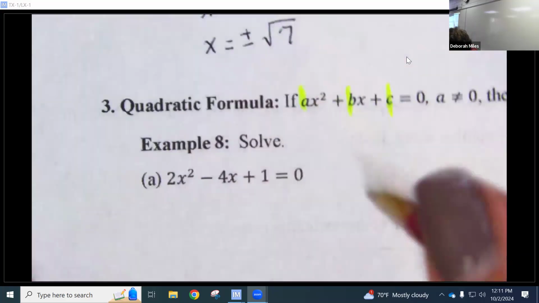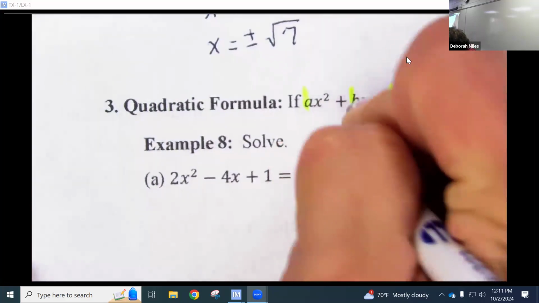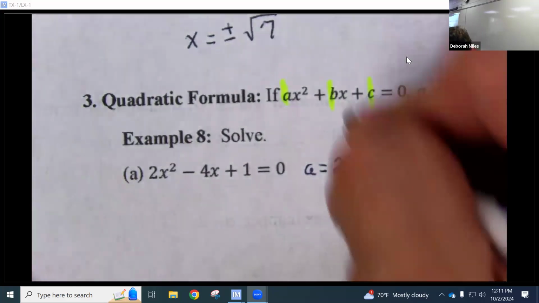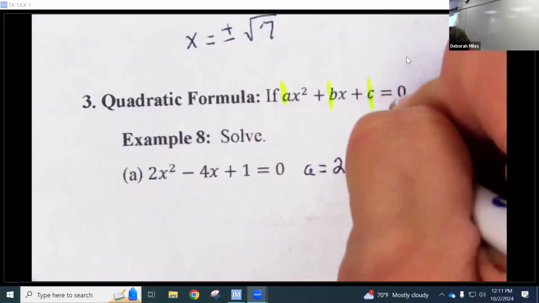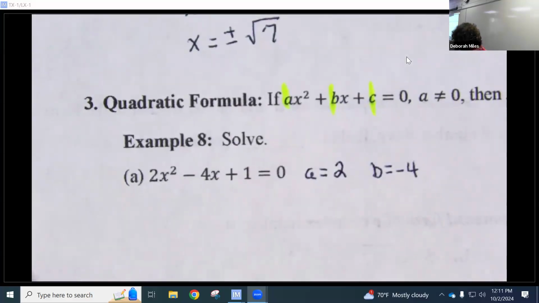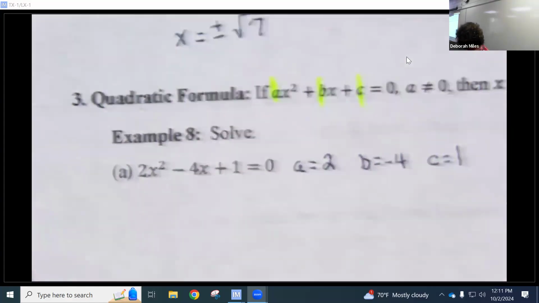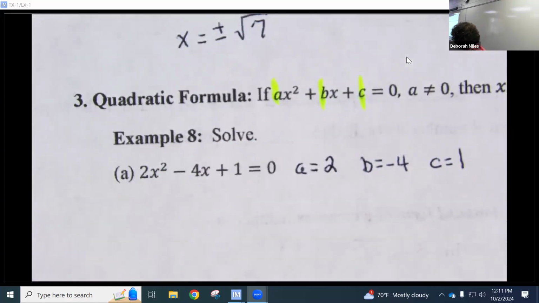Since it's in that form, I can say a is the coefficient of x squared, which is 2. b is the coefficient of x, which is negative 4. c is the constant, so it's 1.